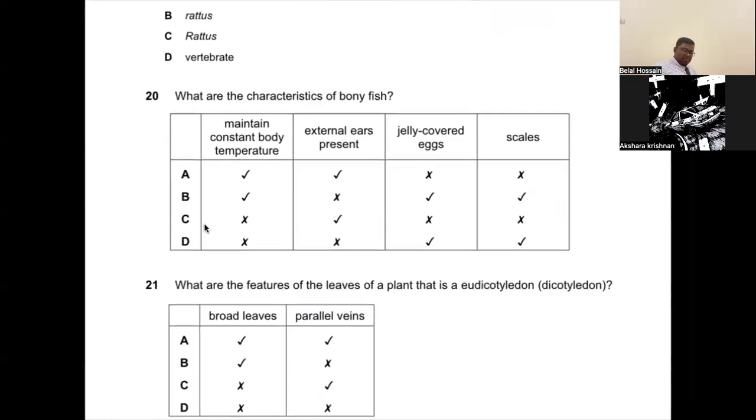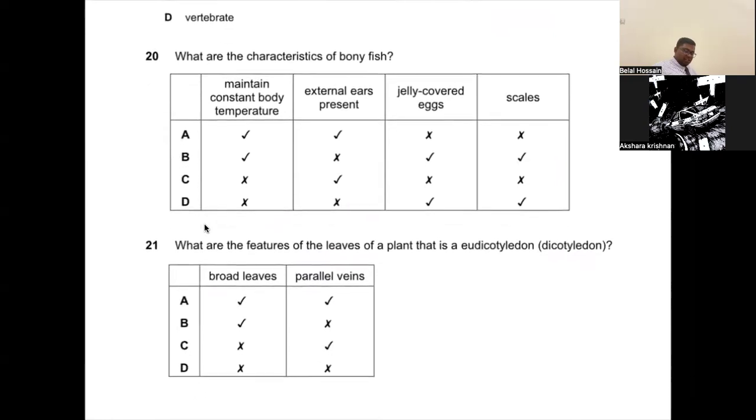So next question I'm skipping because that's just an easy question. Try this one. Bony fish. The word bony fish can get you actually confused. Just remember, bony fish means it has vertebrae. It's not a squid or something. Squid is a mollusk. Squid is not fish.